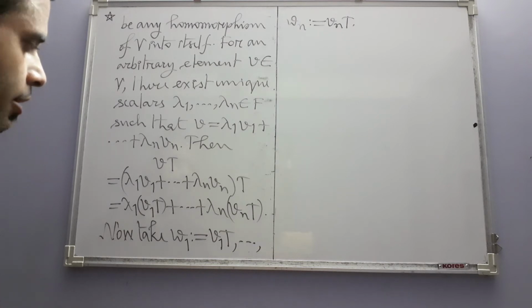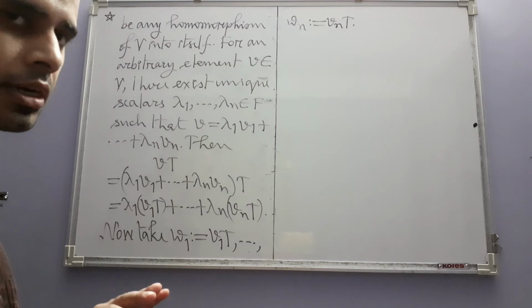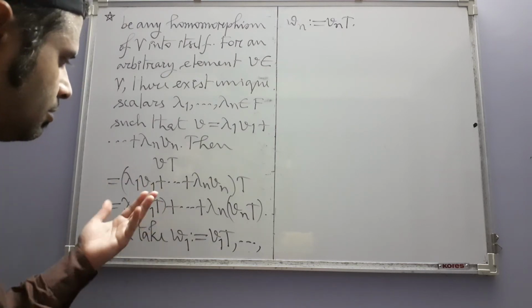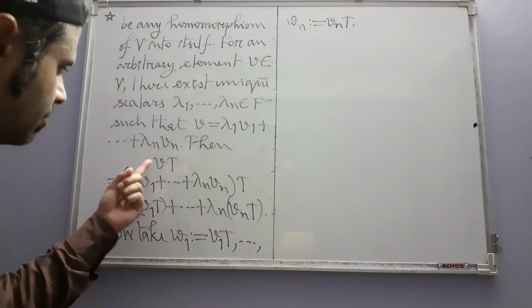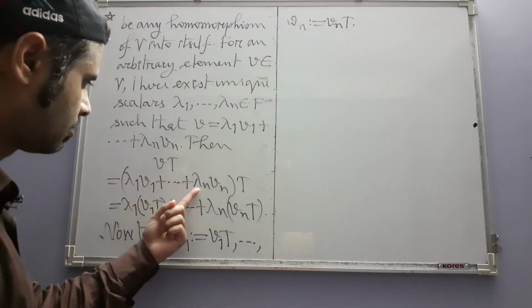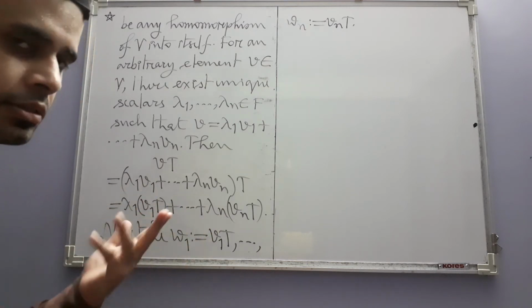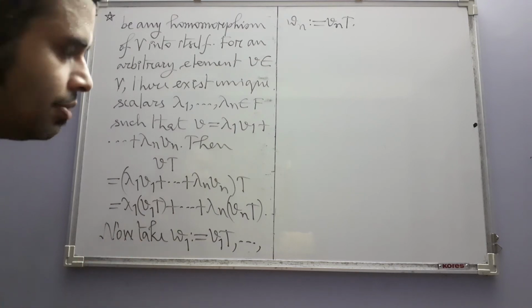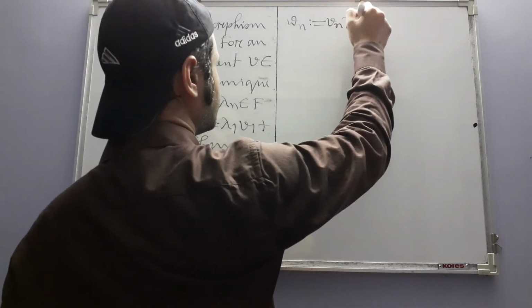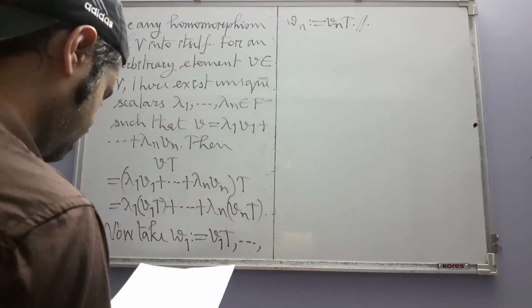And note that the W's in fact are fixed. I mean, for a given basis, the W's are fixed and they do not change as the vector itself changes. When the vector changes, only the scalars change. But these VI's, of course, are staying as VI's, so their images under T also stay fixed. So this is the 14th one.